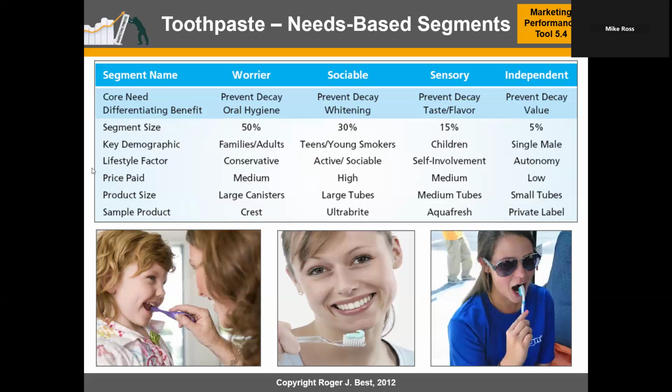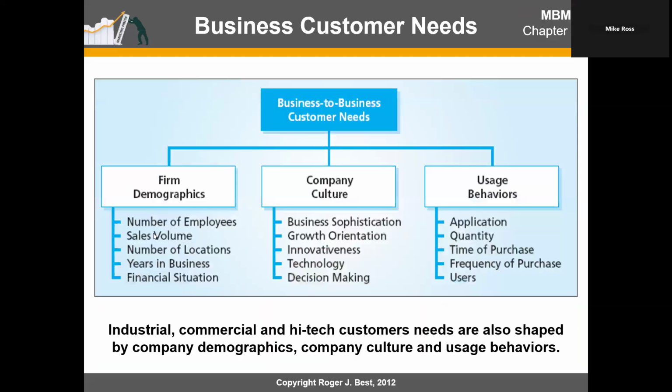What were the key demographics, lifestyle, price, product size, large canisters? That's interesting. I don't know how that works. Maybe you buy 5 tubes of toothpaste at once. You never want to run out. And then here they have some sample brands that we might think about. All right, now let's switch. We're going to talk about business to business, or businesses versus consumers.